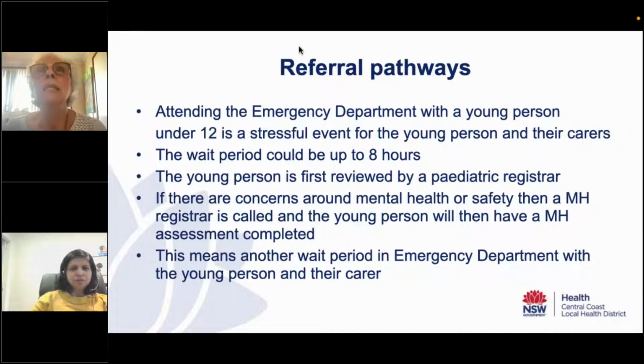However, that doesn't mean it will happen immediately one after the other. There could be another waiting period between the pediatric registrar and the mental health registrar. We could be looking at probably 12 or more hours. That's why it is really very stressful. So think carefully before you recommend a young person, especially the under 12s, with the carer to attend ED.